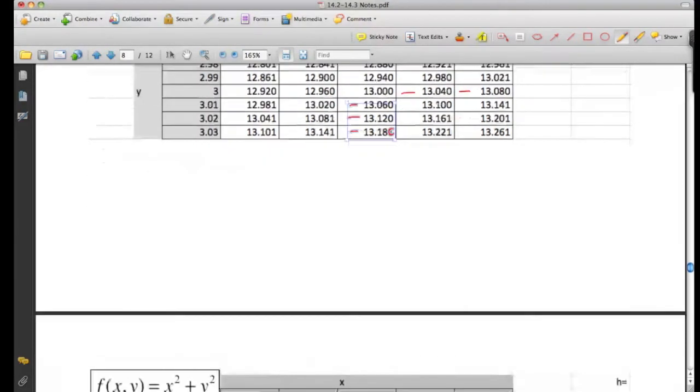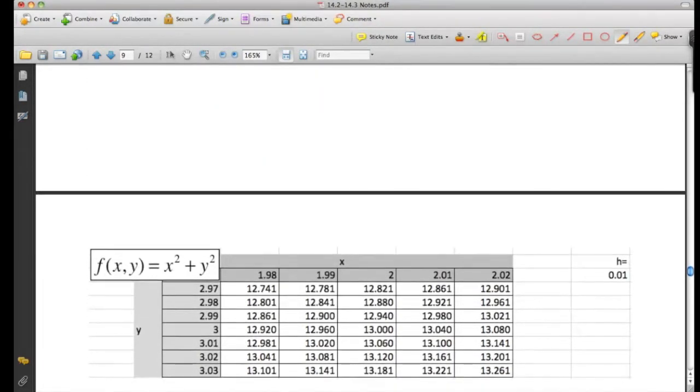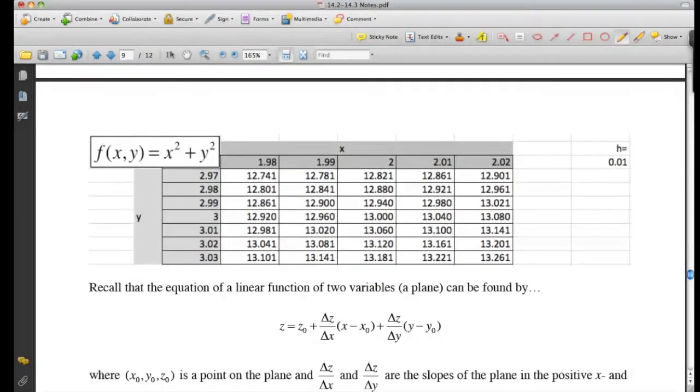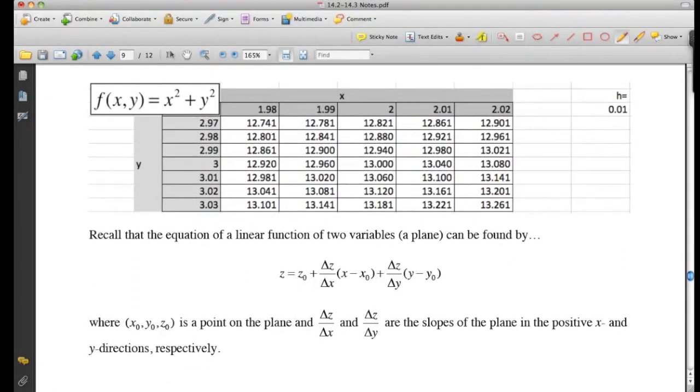All right, so this is just a repeat of that same table. Now, one of the things we've got to remember is that we did find the equation of a plane before, and we said that the equation of a plane can be found by this function z, or I'm just going to call this f of x and y. Okay, f of x and y is a linear function.